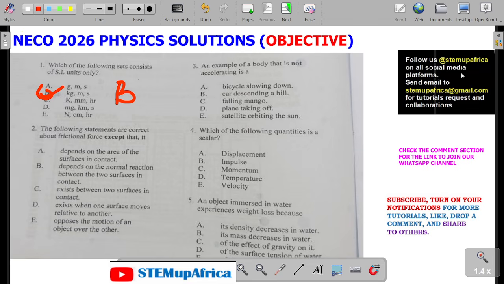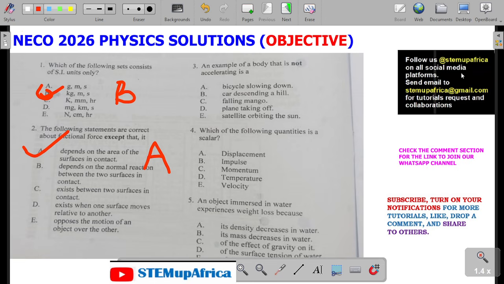Then number 2. Which of the statements is correct about frictional force, except that. Number 2, depends on the area of the surface in contact? No, it does not. Depends on the normal reaction, of course. It exists between surfaces in contact, of course. It exists when motion is opposed, of course. So the answer is A.